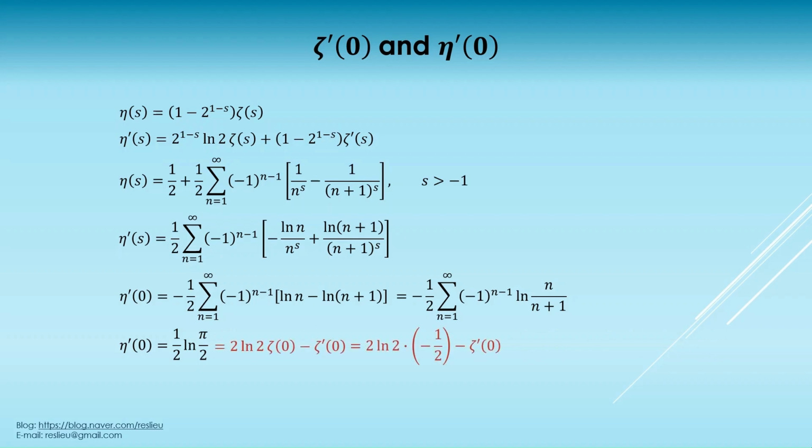This is equal to 2 times log 2 times zeta 0 minus zeta prime 0. Zeta 0 is minus 1/2, so it is minus log 2 minus zeta prime 0. Therefore, zeta prime 0 is minus 1/2 log 2 pi.